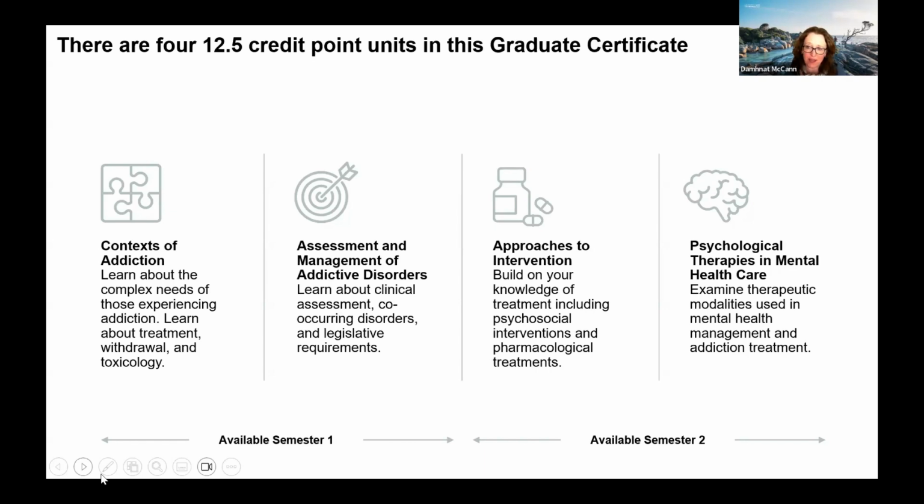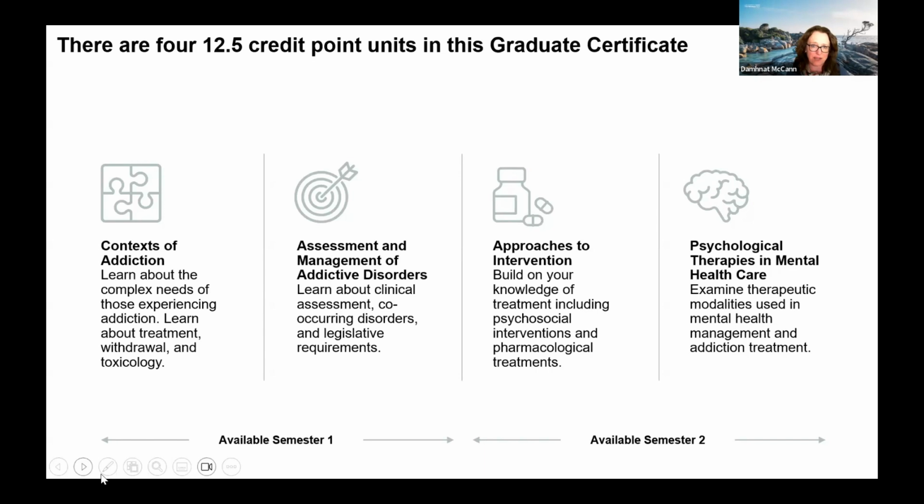And then we do have a unit that is titled Psychological Therapies in Mental Health Care. And I think that's recognising that while addiction studies does not necessarily mean mental health, there can be a lot of overlap, or commonalities. And so taking a more in-depth look at some of the psychological therapies that are used in mental health care, but ensuring that that has an applicability to addiction studies.